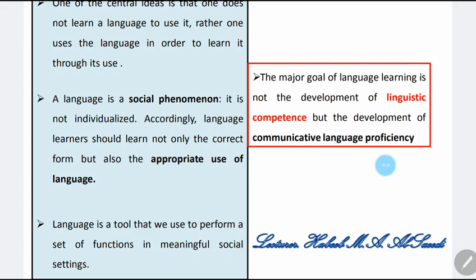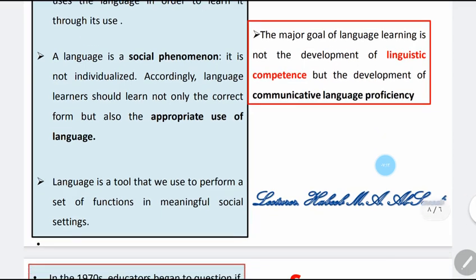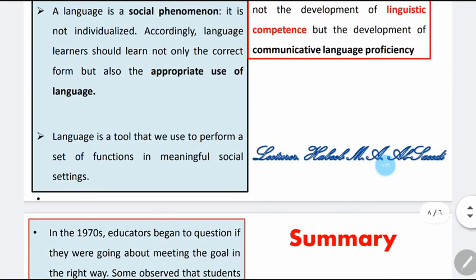So we know, for example, this is a correct form, but maybe it's not an appropriate form. So the language learners in this method should learn not only the correct form, the correct sentences or correct word to be used, but also what is appropriate. In addition to knowing the correct form, they have to know the appropriate use of the language, and this will be discussed in the experience, inshallah.